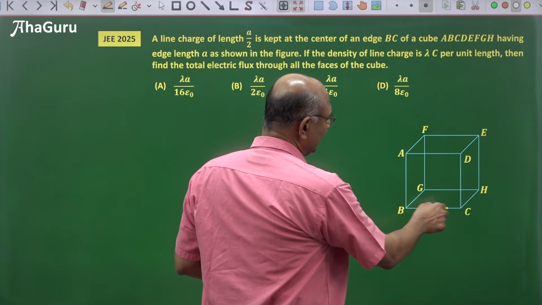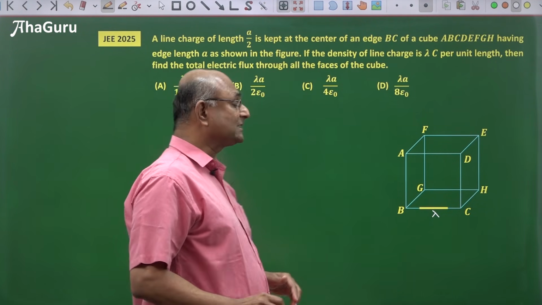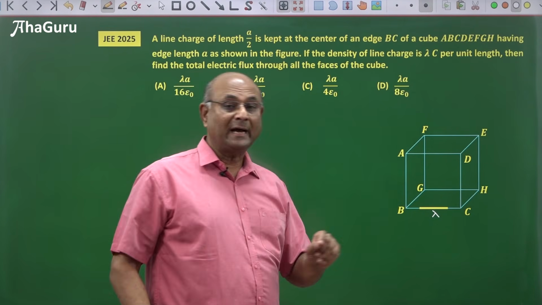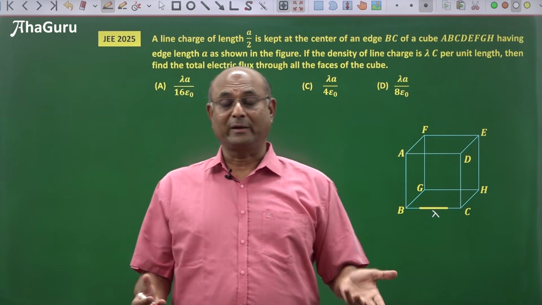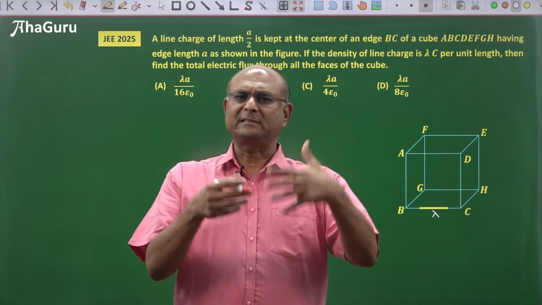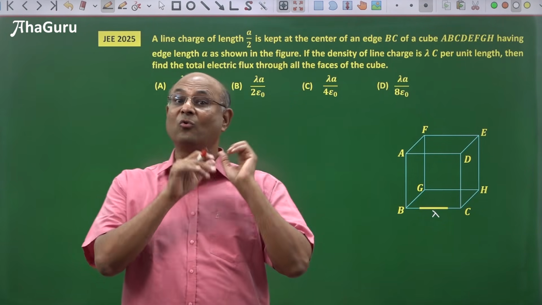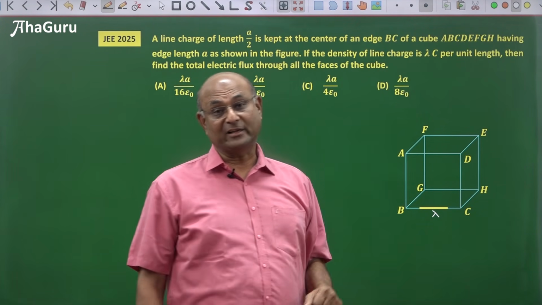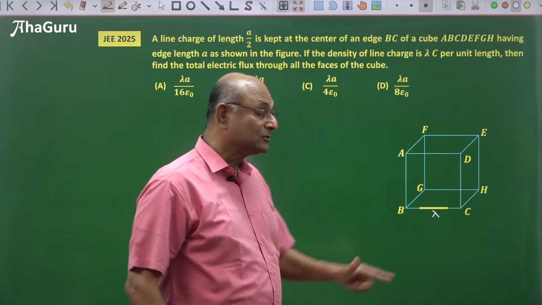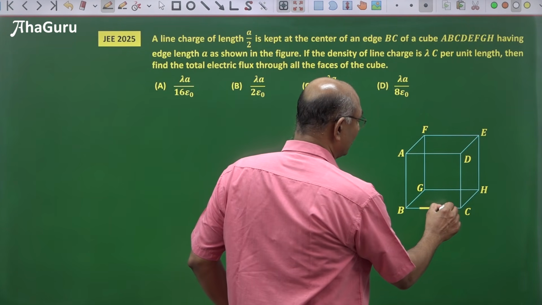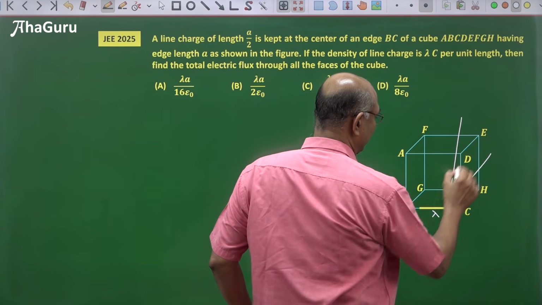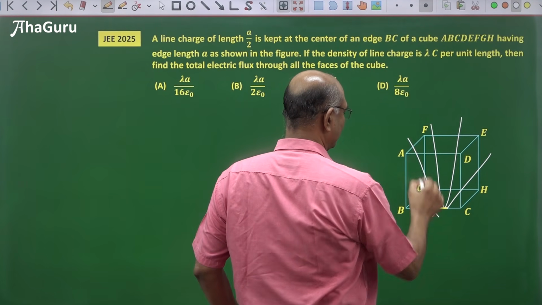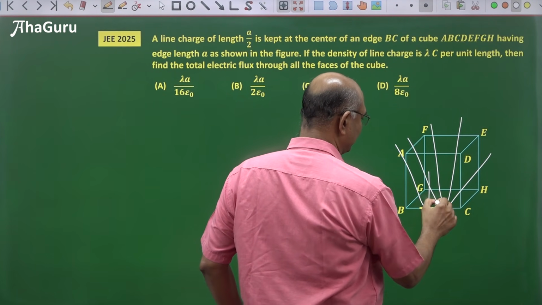Can't I say length is A by 2, lambda, so the charge must be lambda into A by 2? Correct, you can do that. So isn't it that charge divided by epsilon naught? No, because this is not inside the cube. This is on the edge. So some of the lines will go this way. So they will all get counted, right? Some of these lines will all get counted.